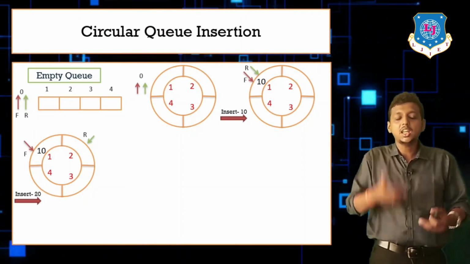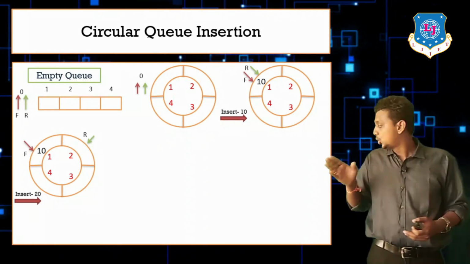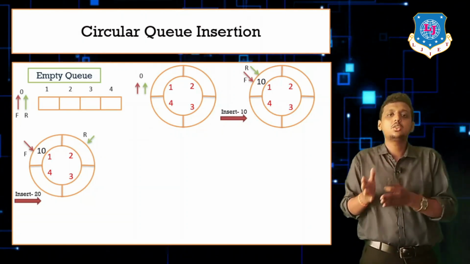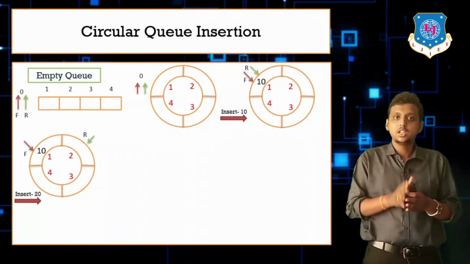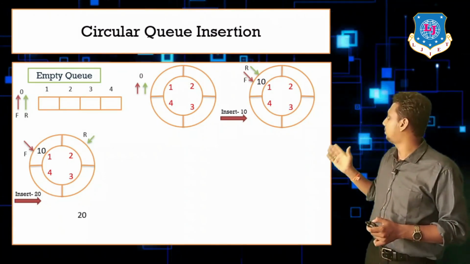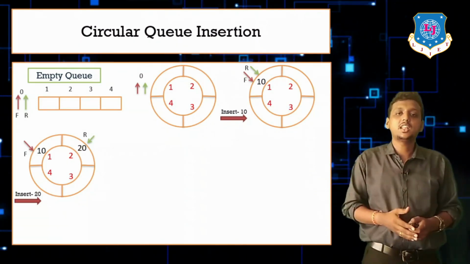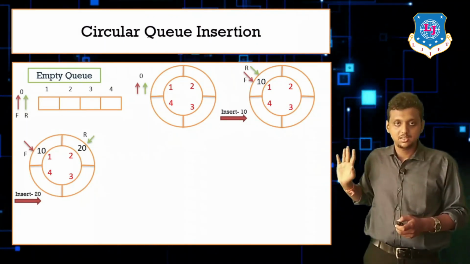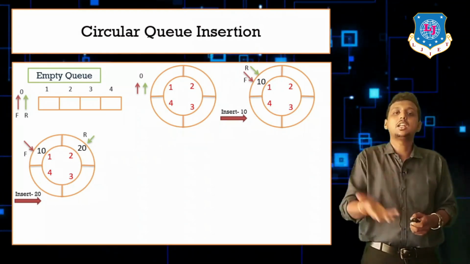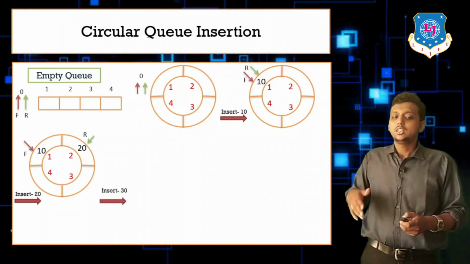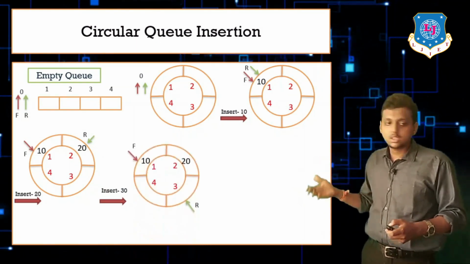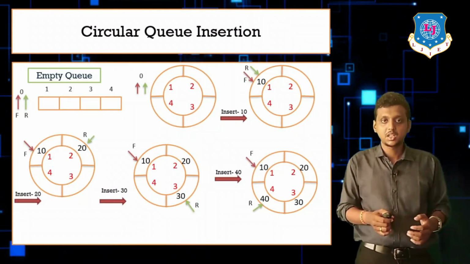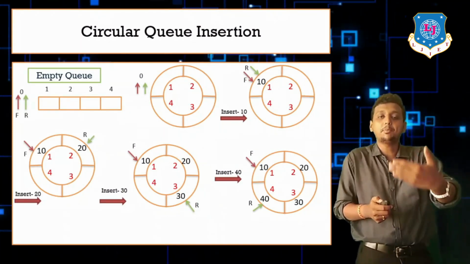Move towards step number 3, where you have written Q of r arrow y. So you just need to insert the new element at the rear position. Now the new rear position is 2, so I am going to insert 20 there and then check whether f is at 0 or not. Is f at 0? No. So just leave it as is. That's how you can insert an element in the queue. Now again, the same process will be done for 30 and for 40 also. Now what happens for 50? If I try to insert 50, what happens? Just check it out.